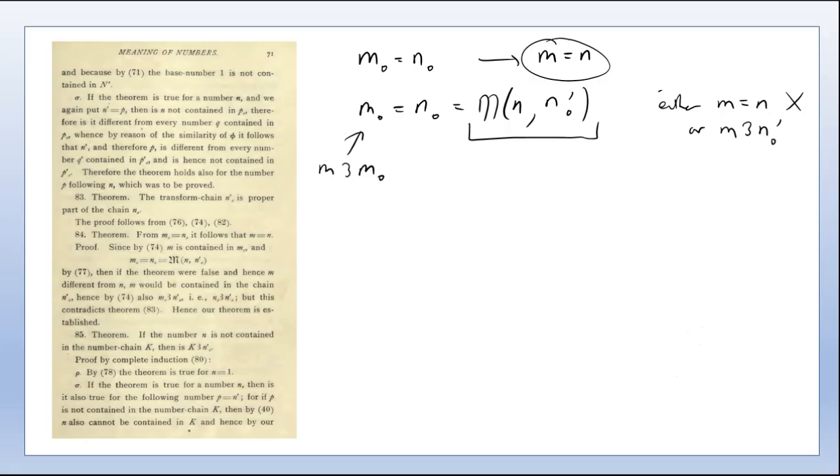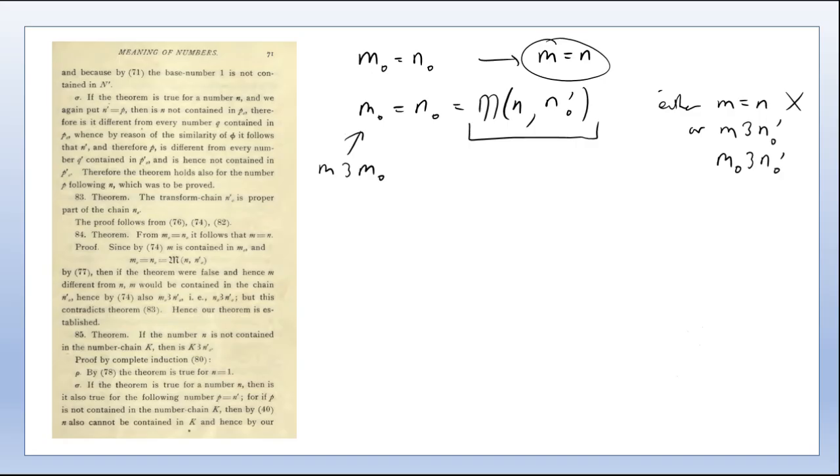Hence, by 74 also, M naught. So what's the condition? M is a part of N naught primed. The condition, right? Okay, so M is a part of N naught primed, by 74, is equivalent to the chain of M is a part of the transform chain of N primed, i.e.